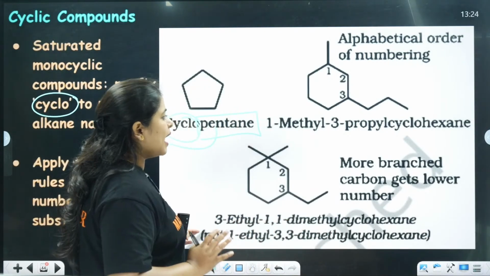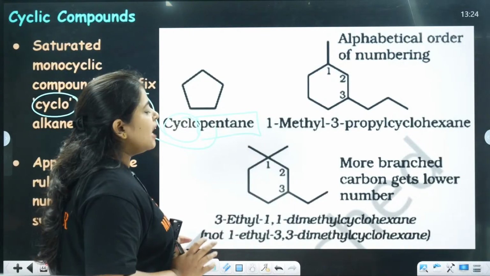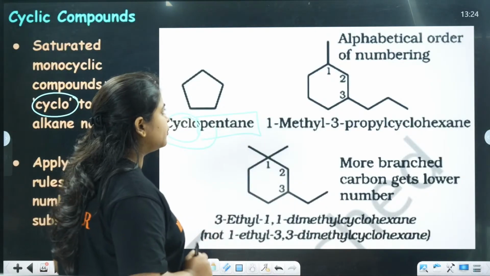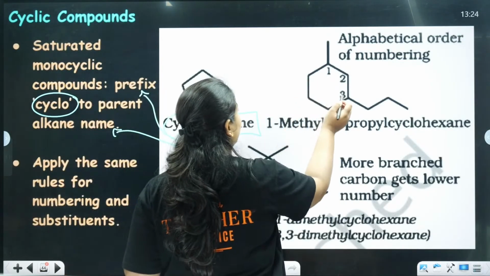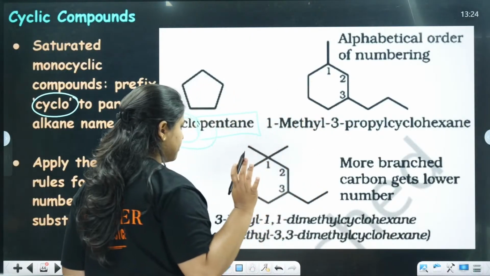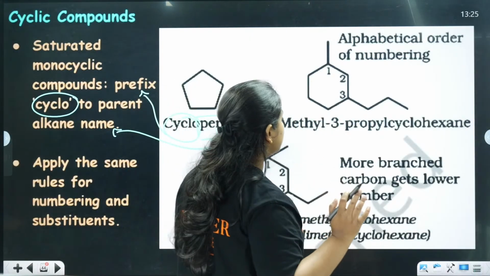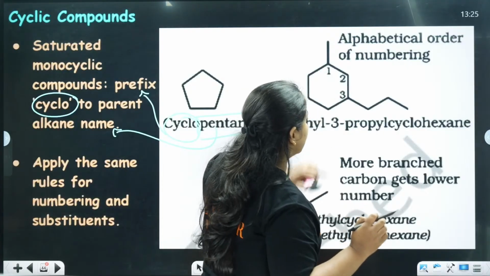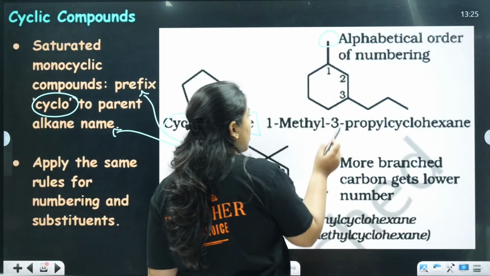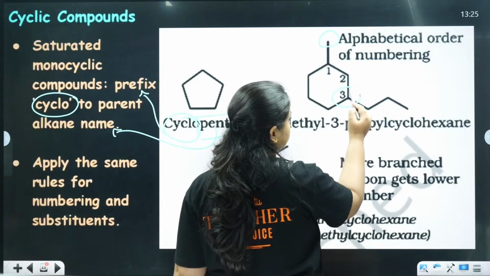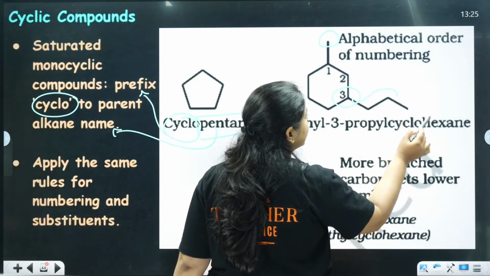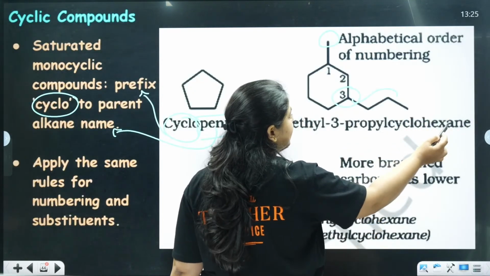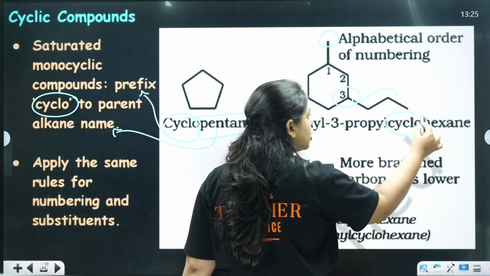For example, we can check it out here. The numbering is going to start from here: 1, 2, 3, 4, 5, 6. Here there is one methyl attached at 1 and a 3 propyl, attached here as propyl. Cyclohexane: before hexane we must mention cyclo.